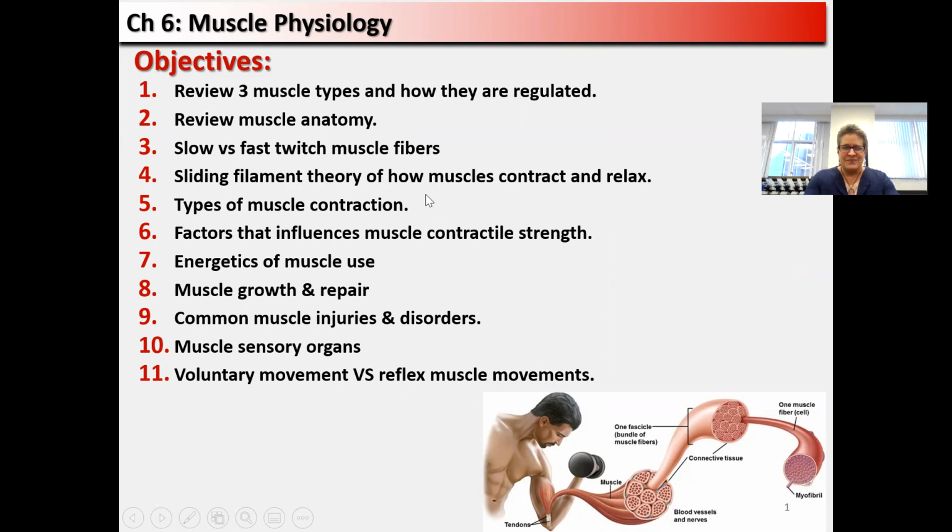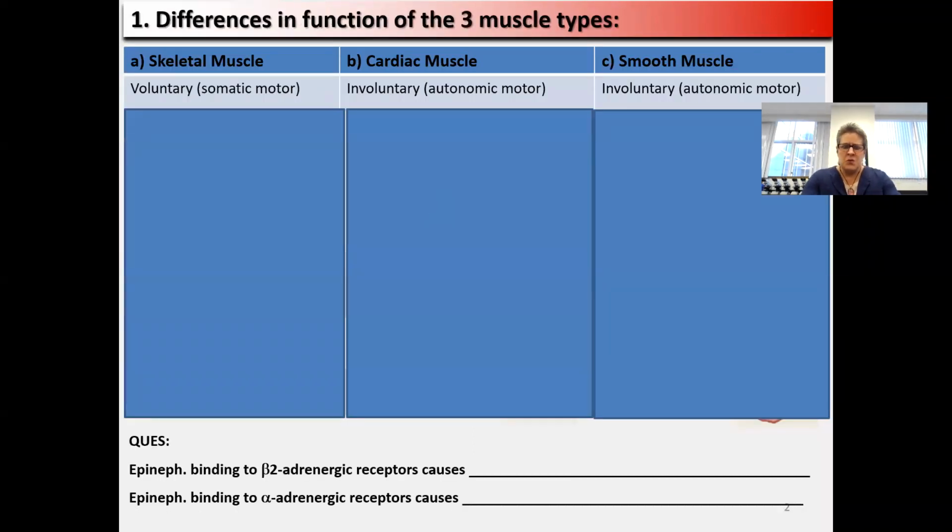So let's begin. This is review of chapter 4, part 1, and chapter 4, part 3, which is how skeletal muscles are stimulated to contract versus cardiac muscle versus smooth muscle. So let's start over here with skeletal muscle, which is voluntary muscle. We can control that consciously.